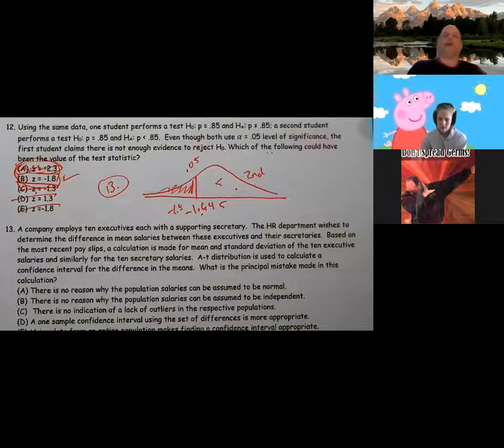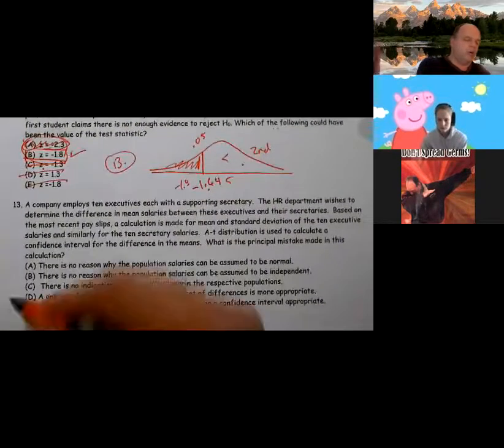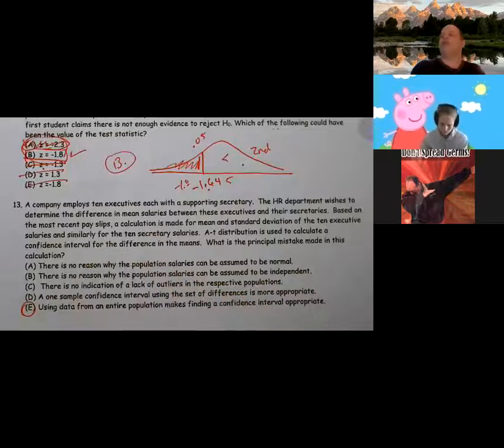Well, they have the values for the executives. They have the values for the secretaries, and so basically they're subtracting the two. Well, if you have the actual values, you've done a census. And if you've done a census, you don't need statistics at all because you have the actual values.